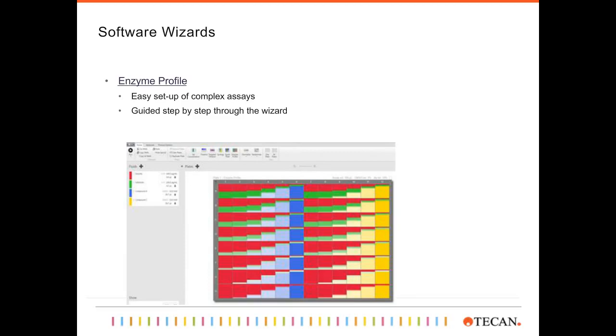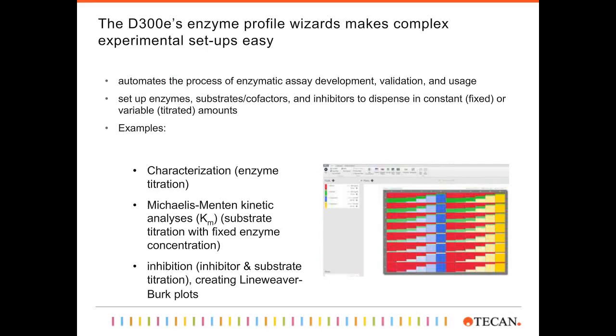So like this, it's easy to set up even complex assays, be it characterizations like enzyme titrations, Michaelis-Menten kinetic analysis, where you have a substrate titration with a fixed enzyme concentration, or also where you have an inhibition, like an inhibitor and substrate titration, where you can create Lineweaver-Burk plots.